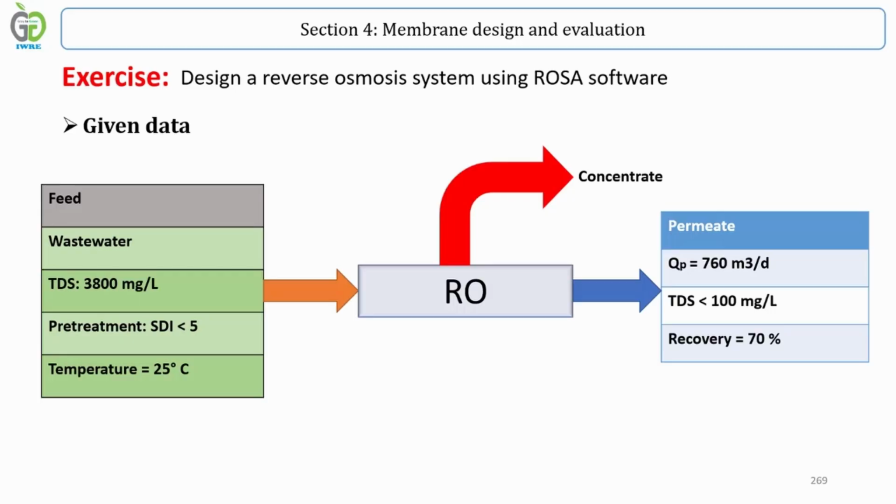Now this lecture, the last lecture of section 7, the ROSA software tutorial, is finished. In the first lecture of this section, you learned about the ROSA software tutorial, some guidelines and standards. You learned how to design a reverse osmosis system for brackish surface water using ROSA software, and in this lecture you also learned how to design a reverse osmosis system for seawater desalination using this software.